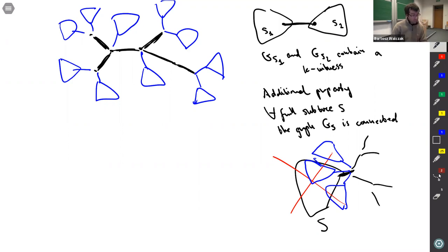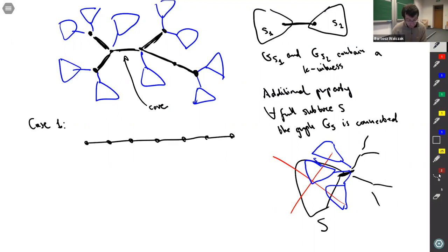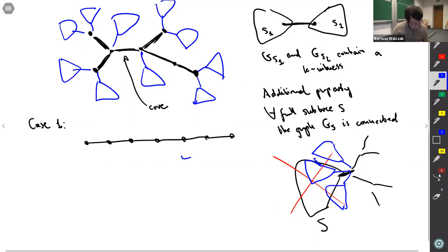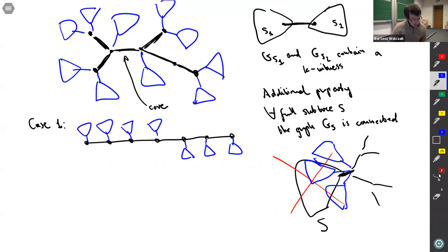So with that property, I'm going to consider two cases. One case: let me call this the core, the tree which consists of those selected edges such that on both sides there are these large subtrees containing a k-witness. So one case is that this is actually a path. And if this is a path and each other tree just connects to this path, and we know that the graph GS for each of these trees S here does not have a k-witness.